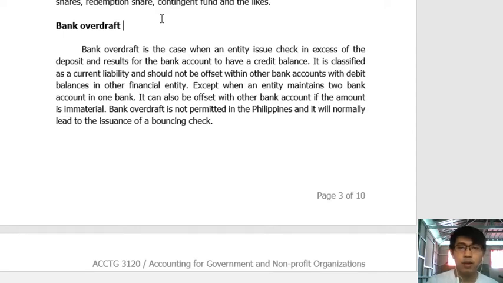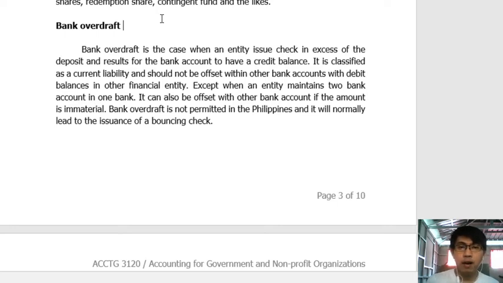So, for example, 100,000 ang laman ng iyong current account, ang inisyu mong cheque ay 105,000, therefore, magre-result yun sa overdraft. So, as the term implies, overdraft, sobra yung amount doon sa cheque compared doon sa amount ng bank account mo. So, it results for the bank account to have a credit balance. So, ang sinasabing credit balance dito ay doon sa iyong financial statement. Ang normal balance ng iyong cash in bank ay debit because it is an asset account.